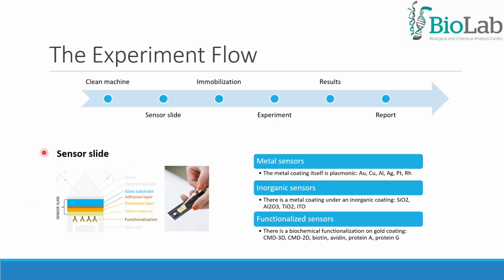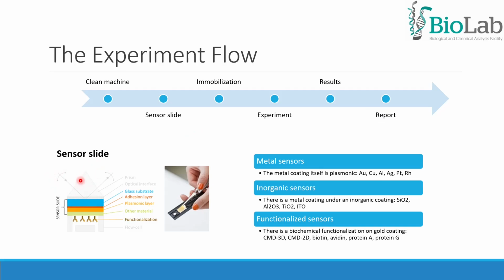Now, I will tell you more about how to design an experiment. The first step is, of course, make sure that the equipment is clean and is appropriate for what you want to do and your goals. Then, you have to choose what kind of sensor slide you want for your experiment, and depending on that, the immobilization strategy. Then, define your experiment conditions, result analysis, and finally, a report.